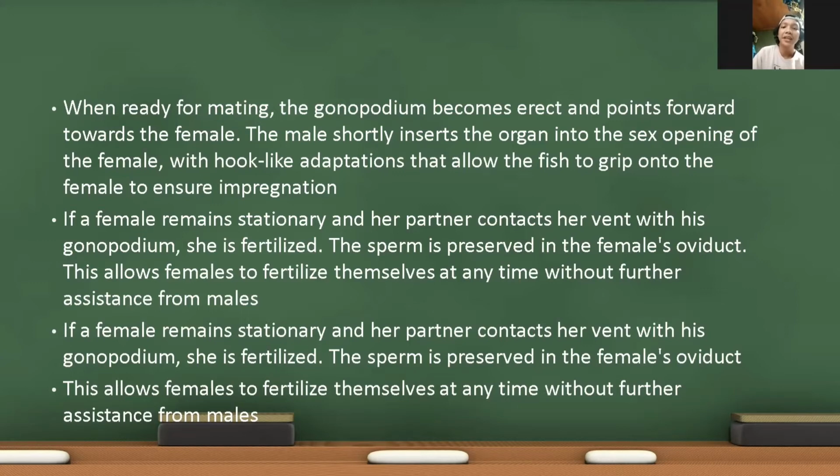So pwede rin itago ng gonopodium fish female nga itago rin nila yung sperm sa kanilang oviduct para i-preserve lang, para any time na gusto na nila ma-pregnant, iaano lang nila sa kanilang, para mabuntis sila, yun na yun.